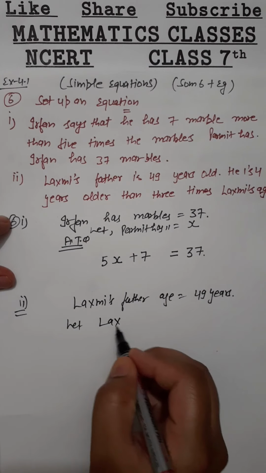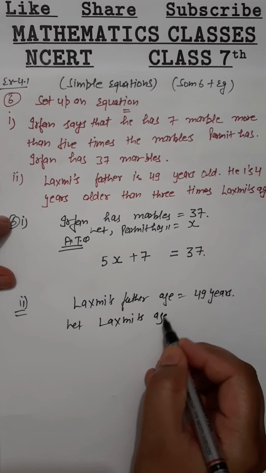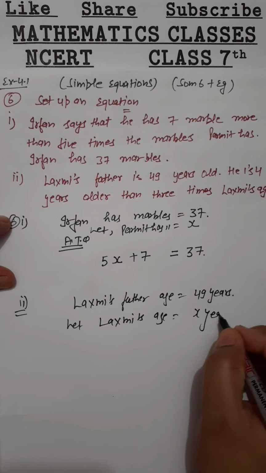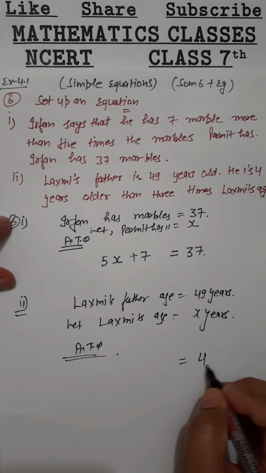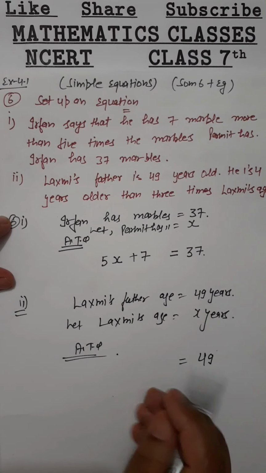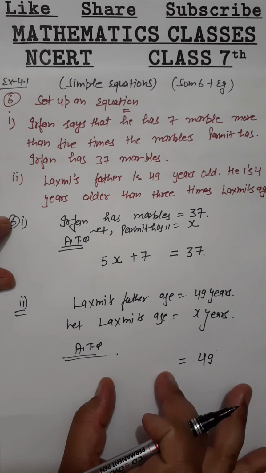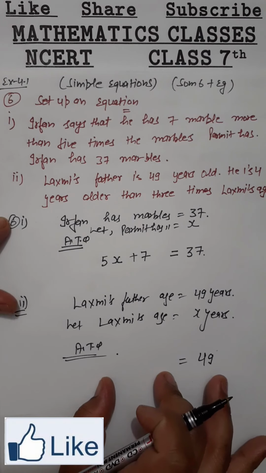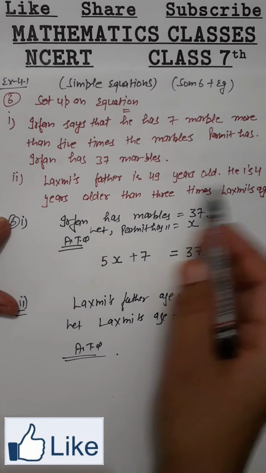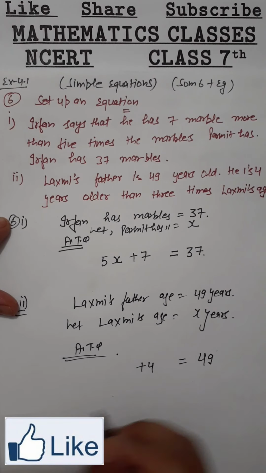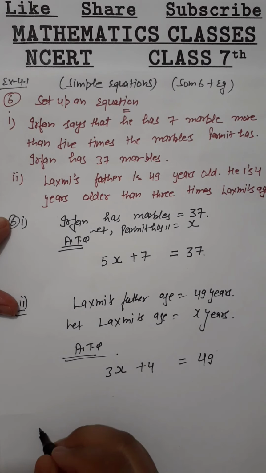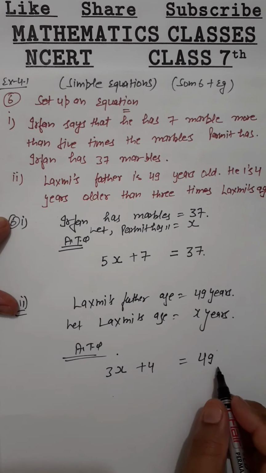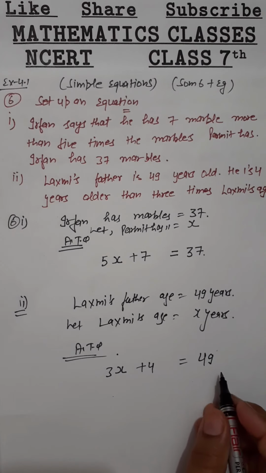Let Lakshmi's age be x years. Write down here according to the question. Right hand side 49 years, we have to balance it with the left hand side in variable terms. He is 4 years older, plus 4, then 3 times Lakshmi's age is 3x. 3x plus 4 equals 49. That is the equation.